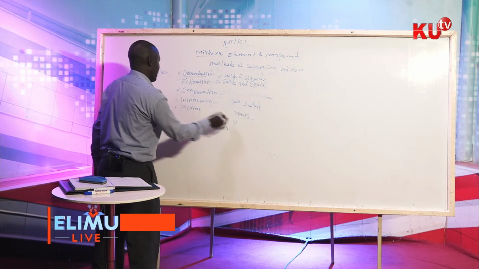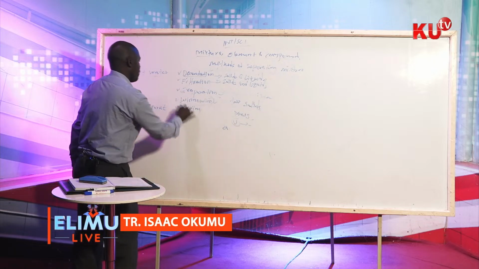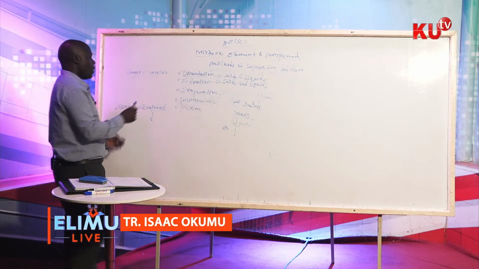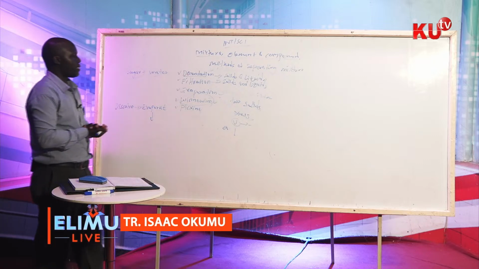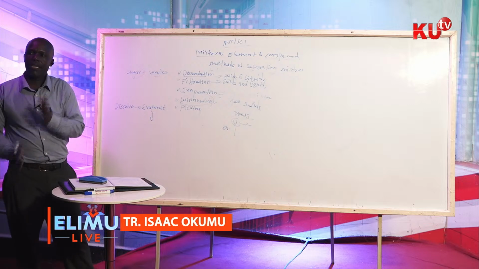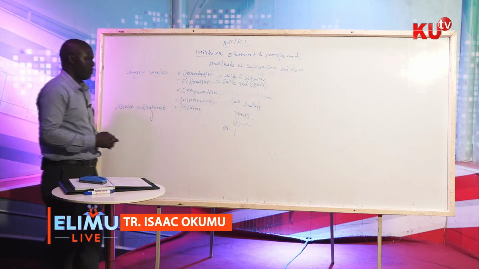Therefore, the lighter part will be taken by air, and we remain with the heavier one, which is the millet. So in winnowing, we must consider the weight of the two substances we are separating, whereby one will be lighter and another one will be heavier. So we'll be able to separate.